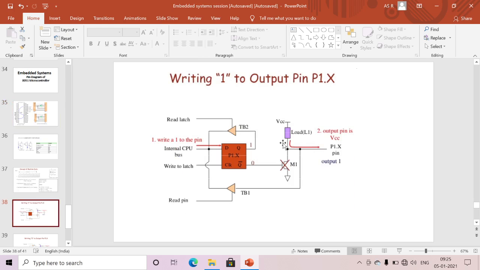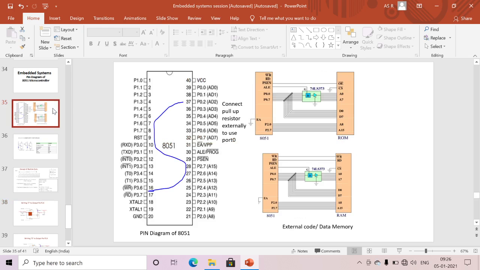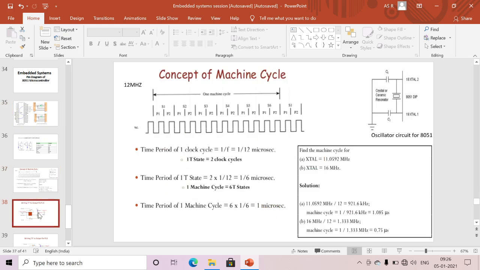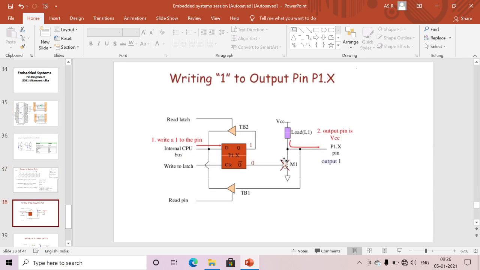Okay, this pull up resistor we need to connect externally, otherwise it will be open drain. That's why for port 0, this resistor we need to connect externally. If I want to use port 0, we need to connect this external pull up resistor, otherwise it should not be used.